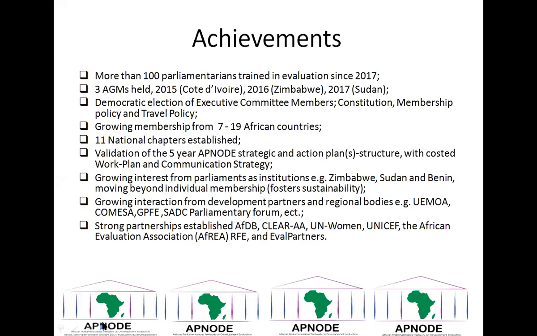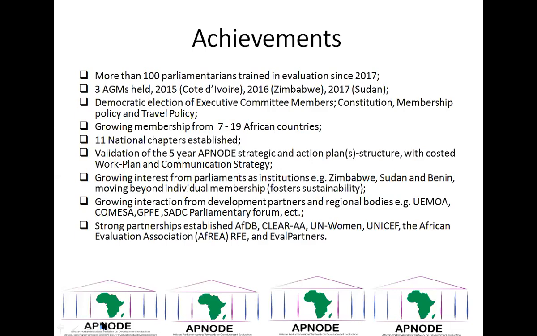And now the network, due to its mandate, due to its focus, due to its objective to really increase the use of evaluation for effective policymaking, has gained in terms of influence by having three countries' parliaments as associate members. So here we are looking at the parliaments of Zimbabwe, Sudan, and Benin.